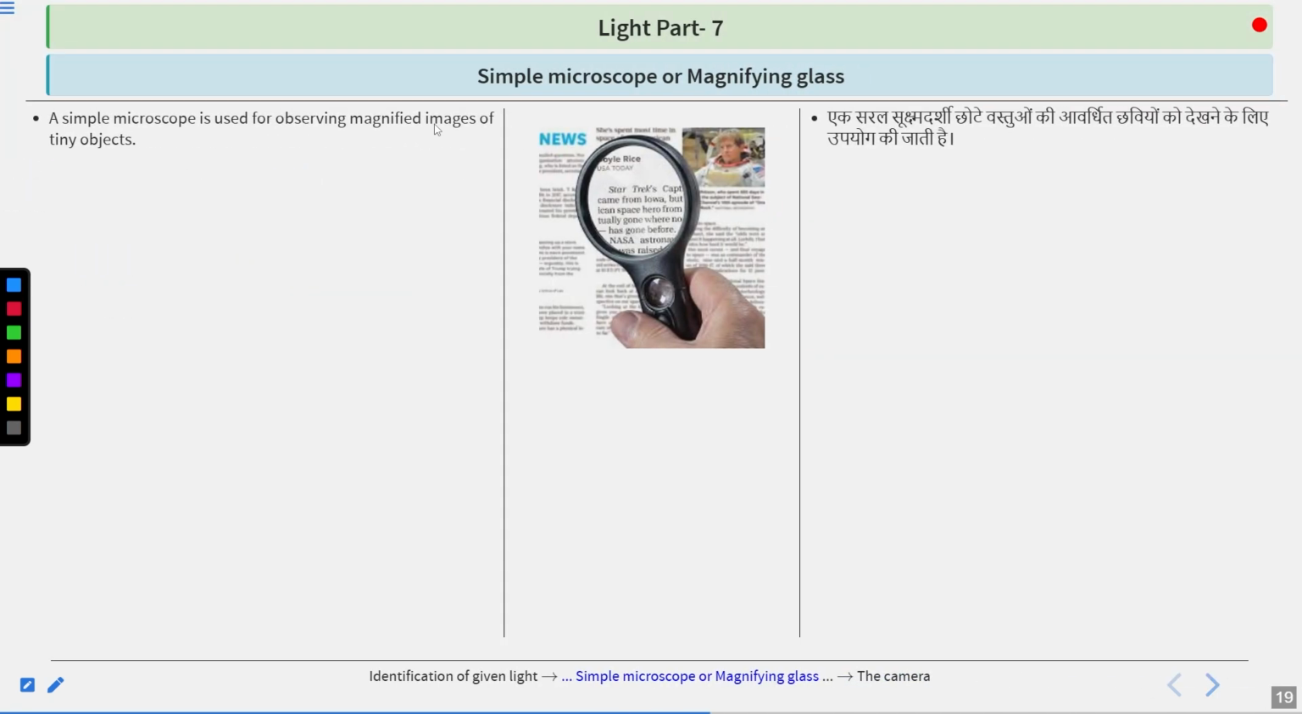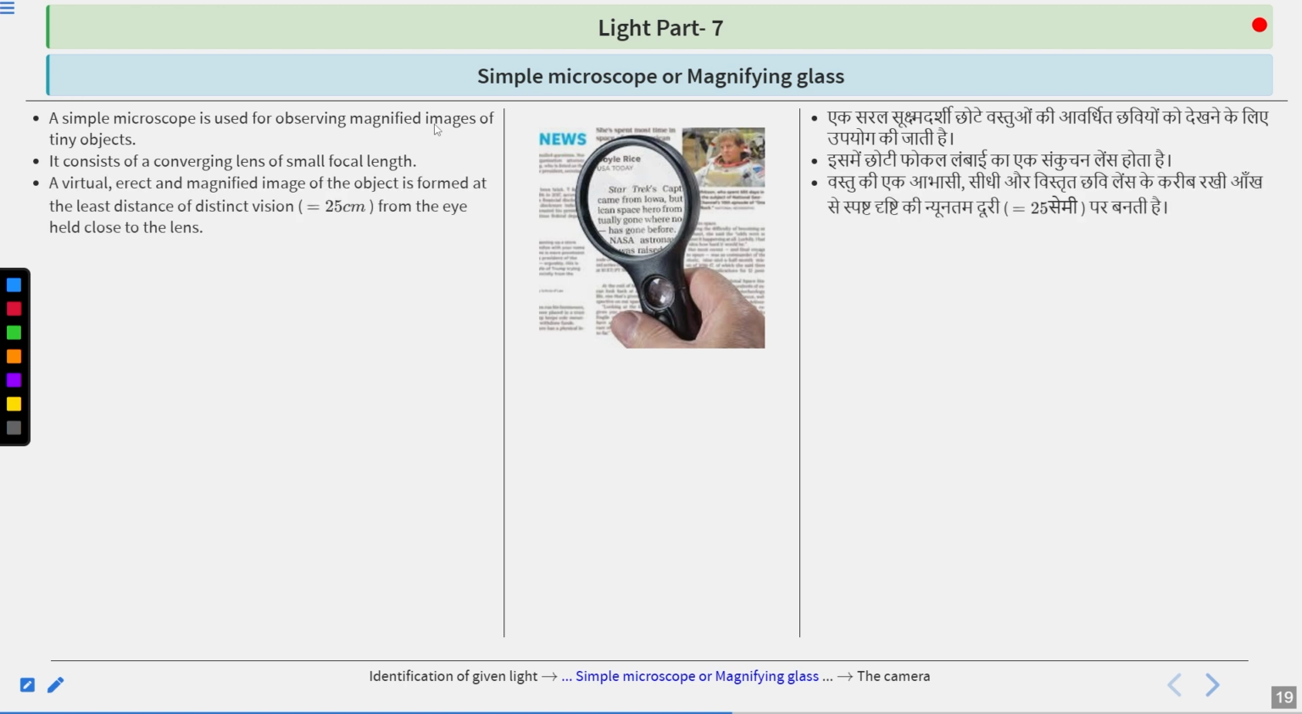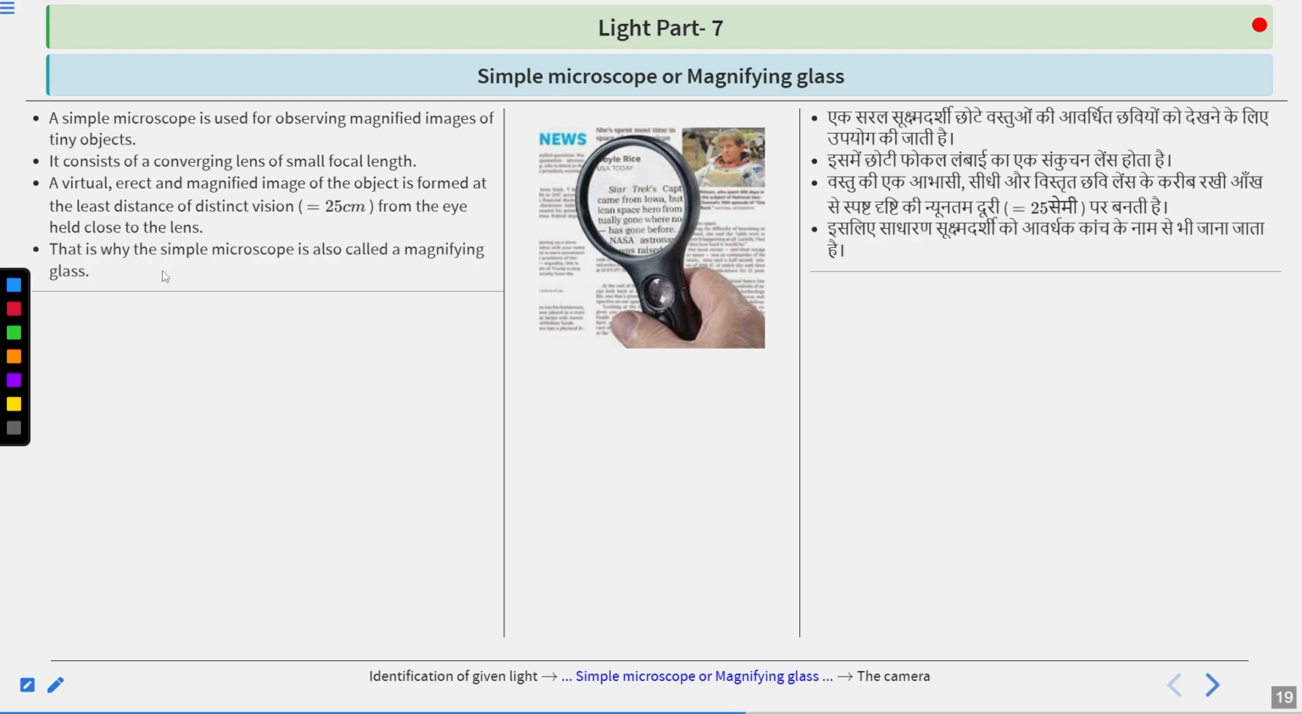Simple microscope or magnifying glass, what is the difference between them? A simple microscope is used for observing magnified images of tiny objects. It consists of a converging lens of small focal length. A virtual, erect and magnified image of the object is formed at the least distance of distinct vision, equal to 25 centimeters, from the eye held close to the lens. That is why the simple microscope is also called a magnifying glass.